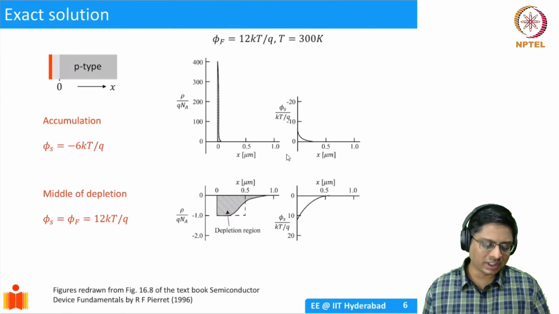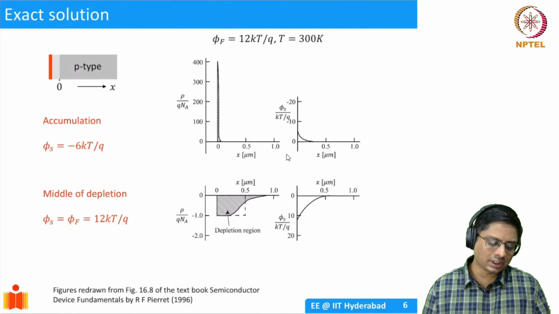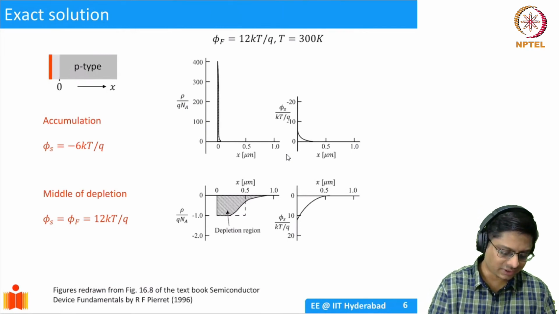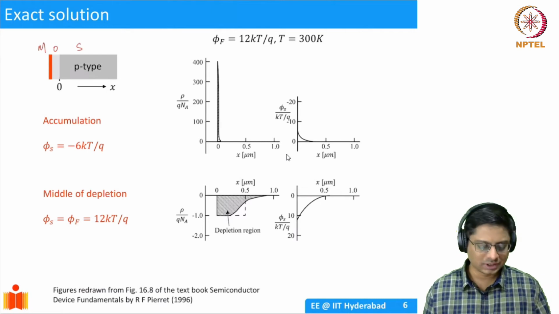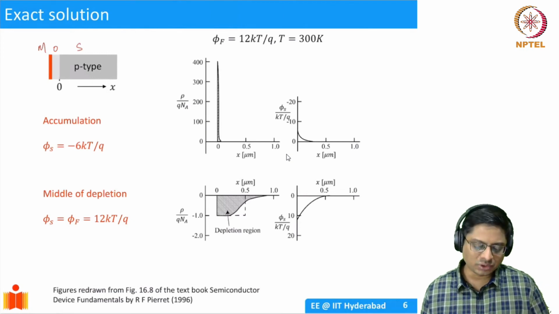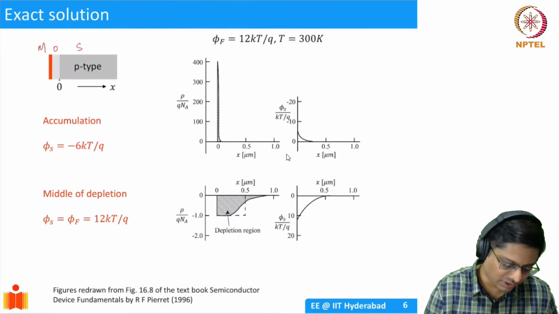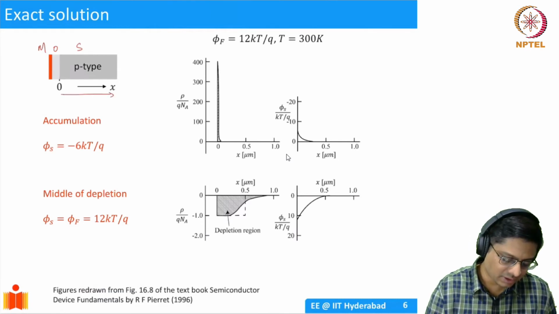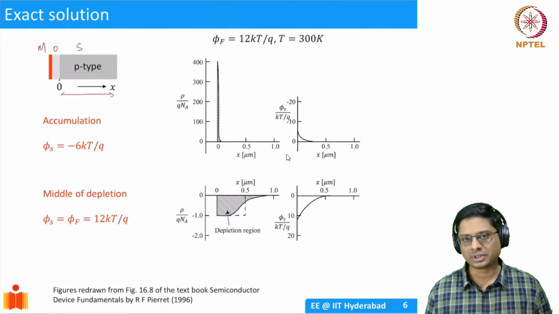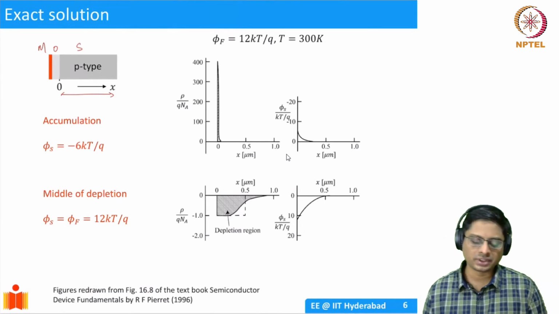So here is what is simulated. Consider a MOS capacitor in this fashion. There's a metal, there's an oxide, there is a semiconductor. It's a P-type substrate, so it's an NMOS capacitor. I'm showing you the plots of various quantities only in the semiconductor region, from 0 to x0, in different biasing regimes.